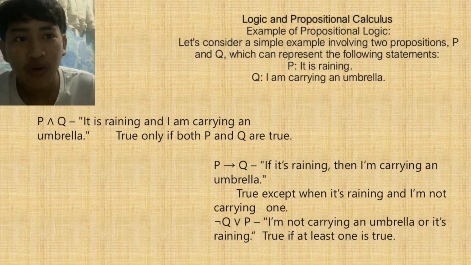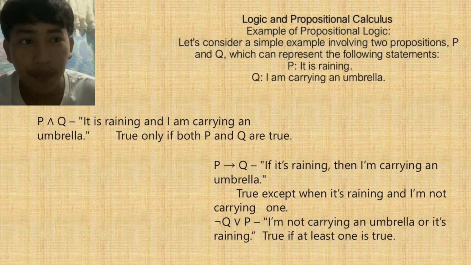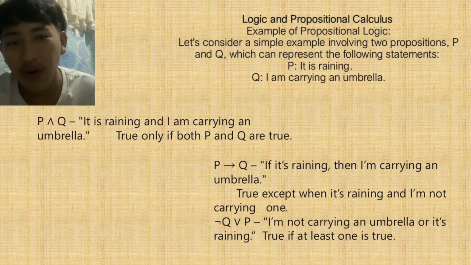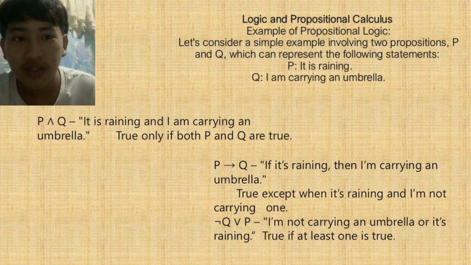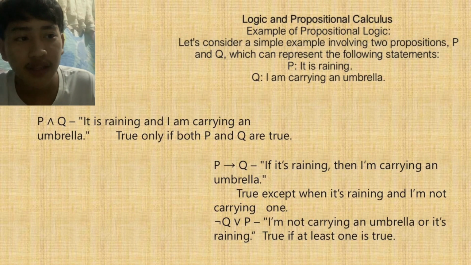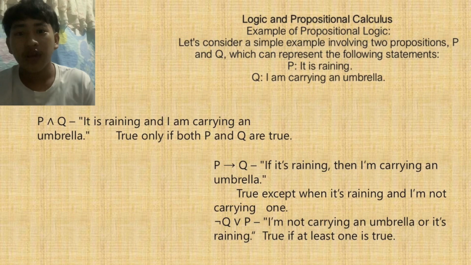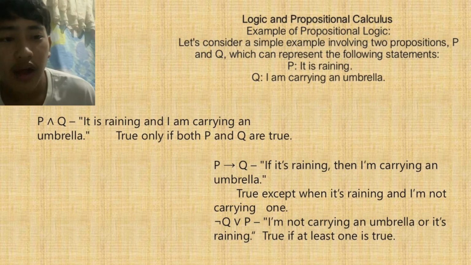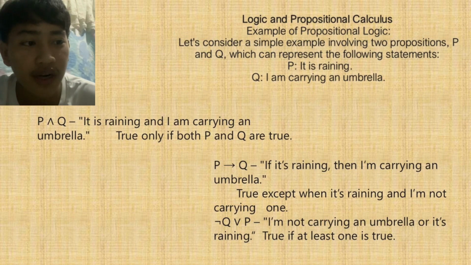Logic and propositional calculation. Example of propositions. Consider an example involving propositions P and Q, which can represent the following statements. P: it's raining, and Q: I am carrying an umbrella. P and Q: it's raining and I am carrying an umbrella. True only if both P and Q are true. P implies Q: if it's raining then I'm carrying an umbrella. It's true except when it's raining and I'm not carrying an umbrella. So we're going to add a not. Not Q or P: I'm not carrying an umbrella or it's raining. True if at least one is true.